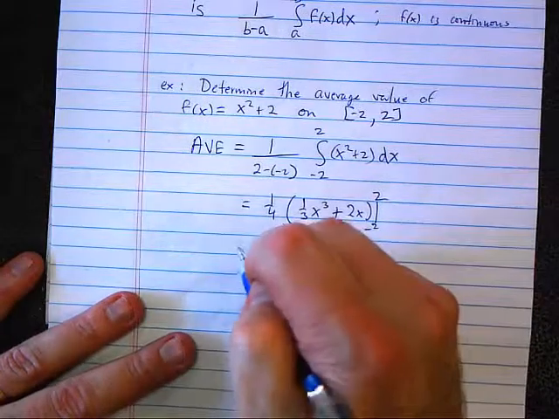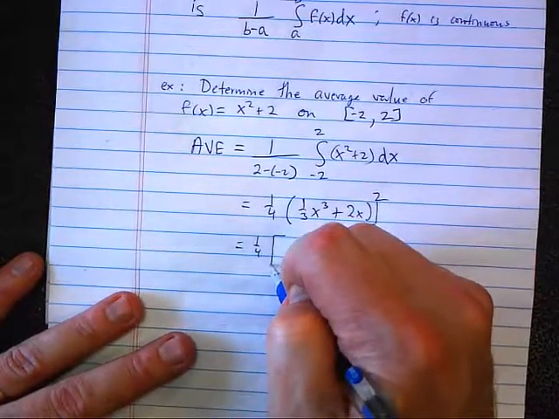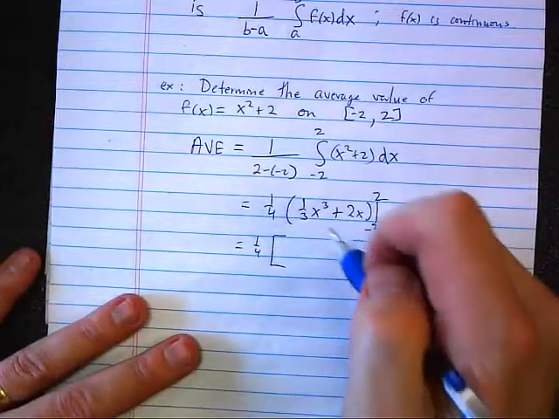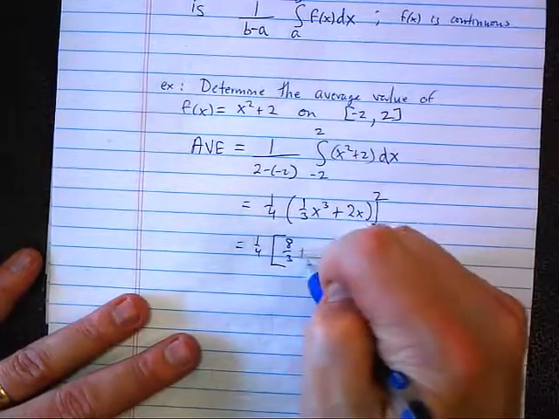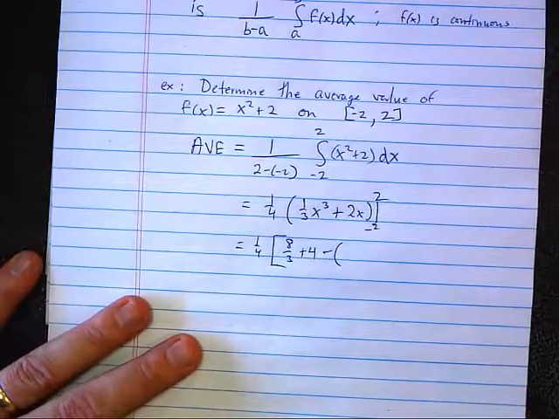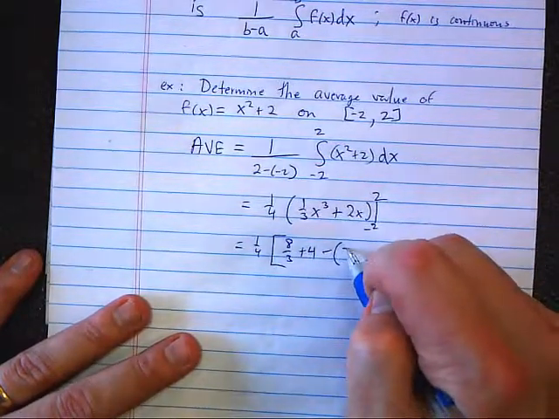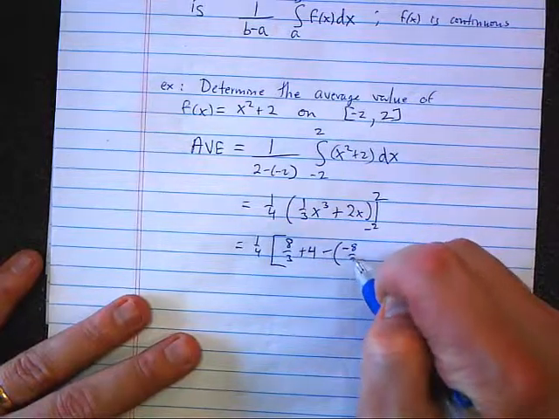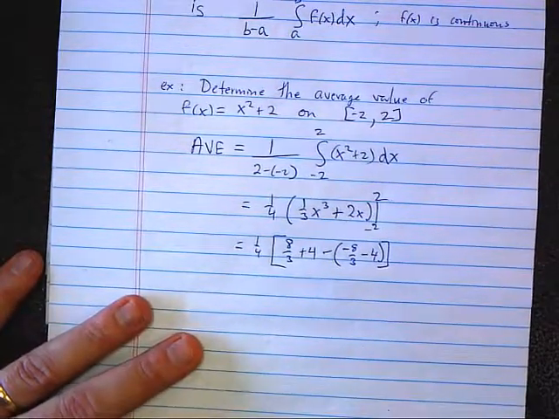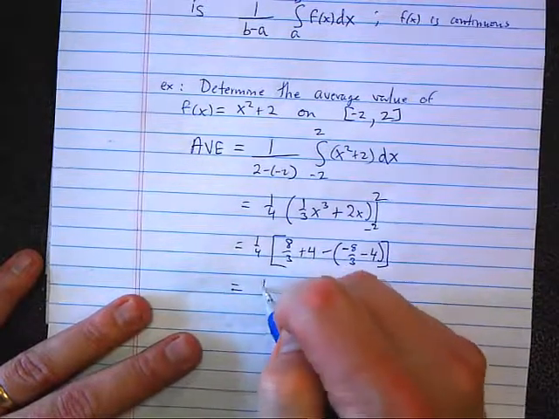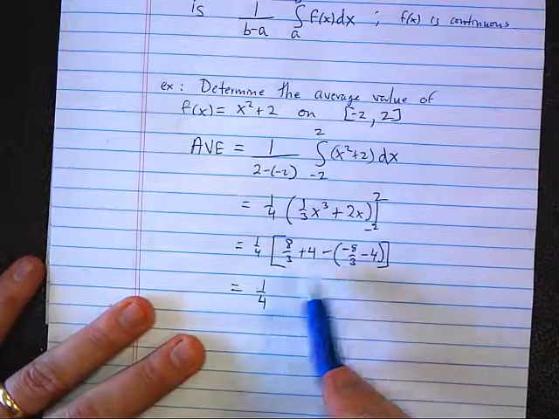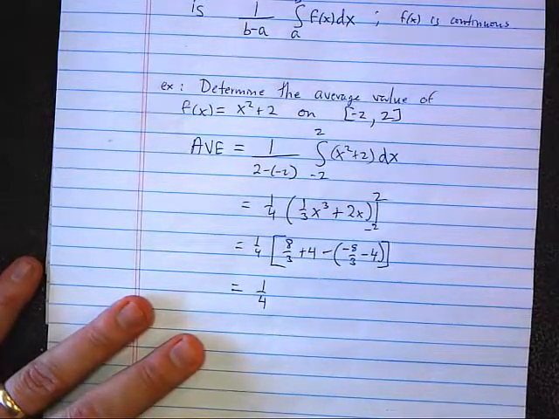So that's going to be 1/4 times, I plug in the number 2. When I plug in 2, I get 8/3 plus 4. Minus, I get negative 8/3 minus 4. So that's 1/4 times, let's see, I've got 8/3 plus 8/3. What's 8/3 plus 8/3?